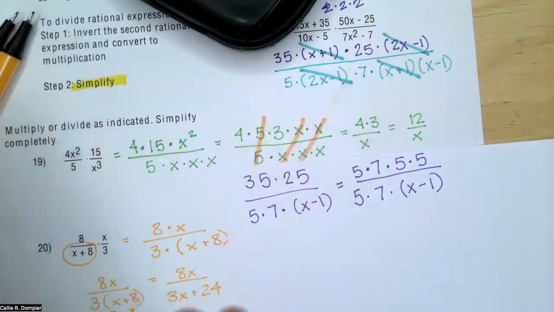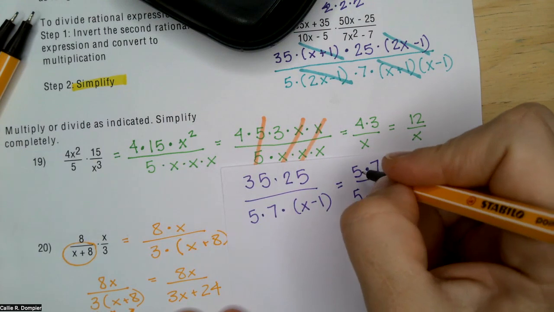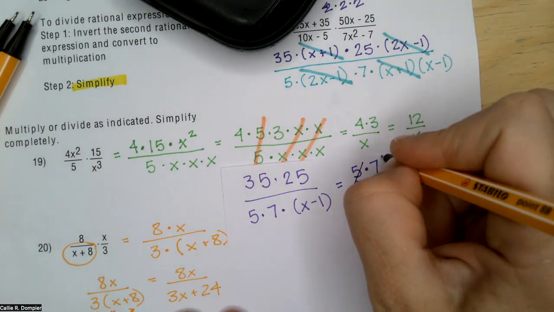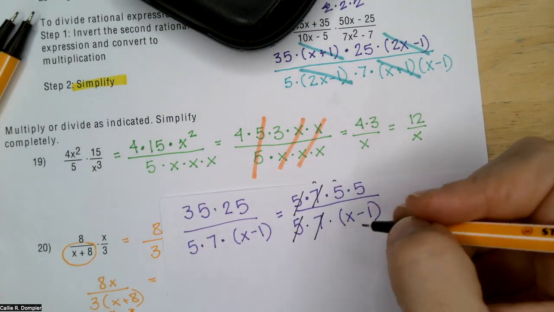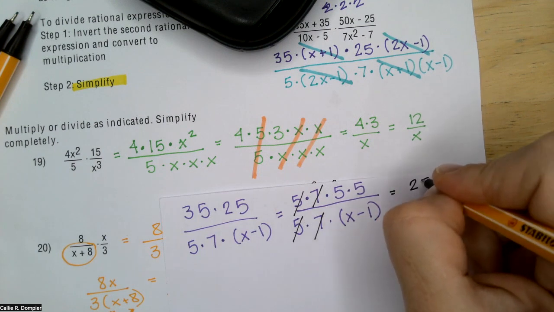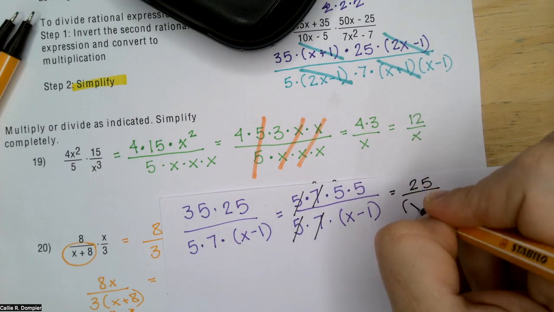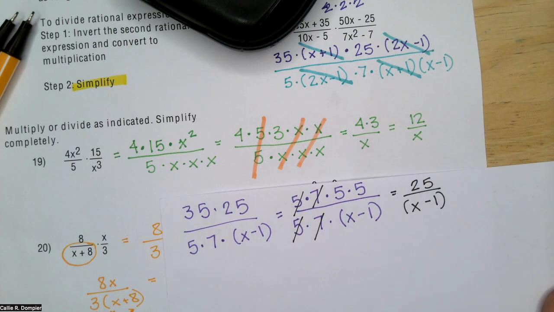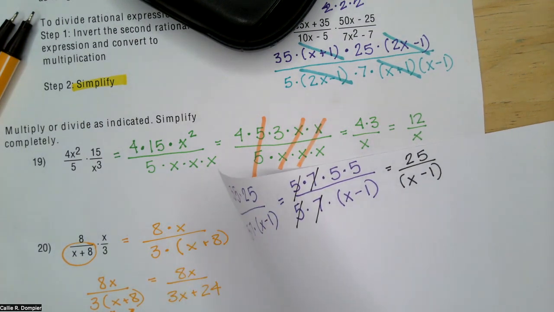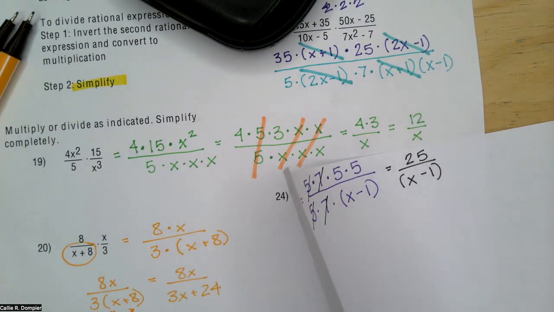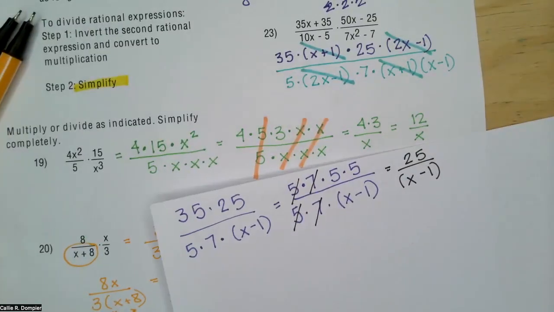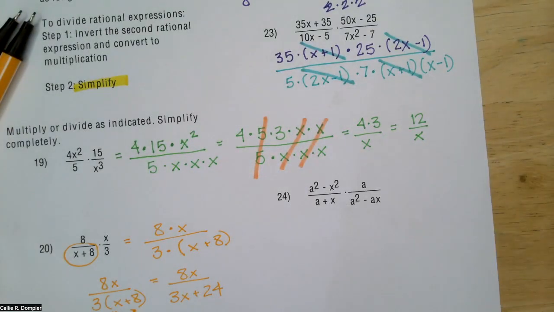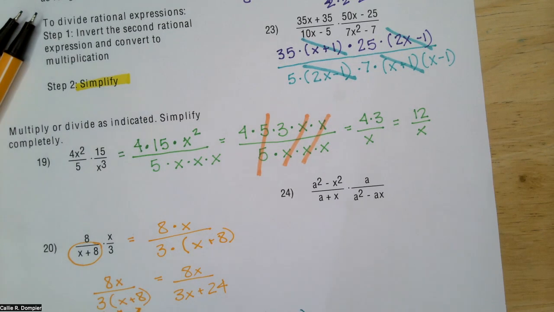So however you want to do it, this is the factoring form, prime factorization form. 5s cancel, the 7s cancel, and you're just left with the 5 times 5. So that's 25 over x minus 1. You don't need the parentheses, but you can have them if you want. Good. All right, so that's 23. 24 is our last multiplication problem, and then we're going to go on to division.